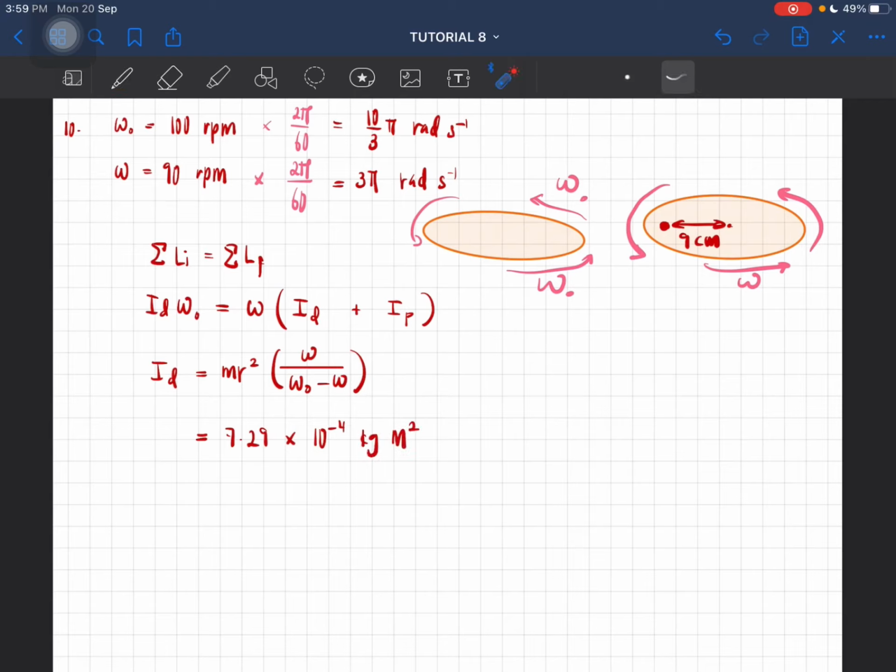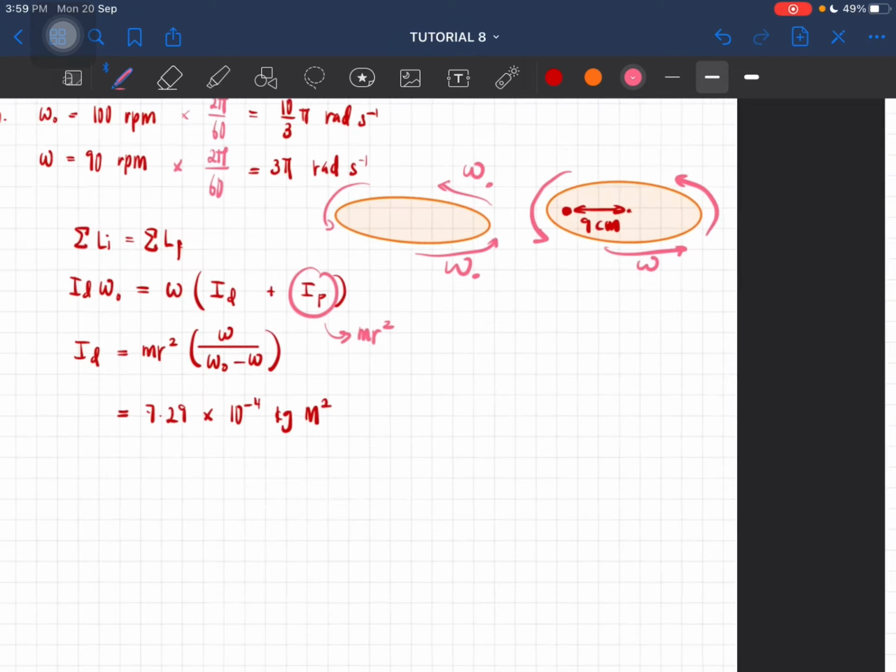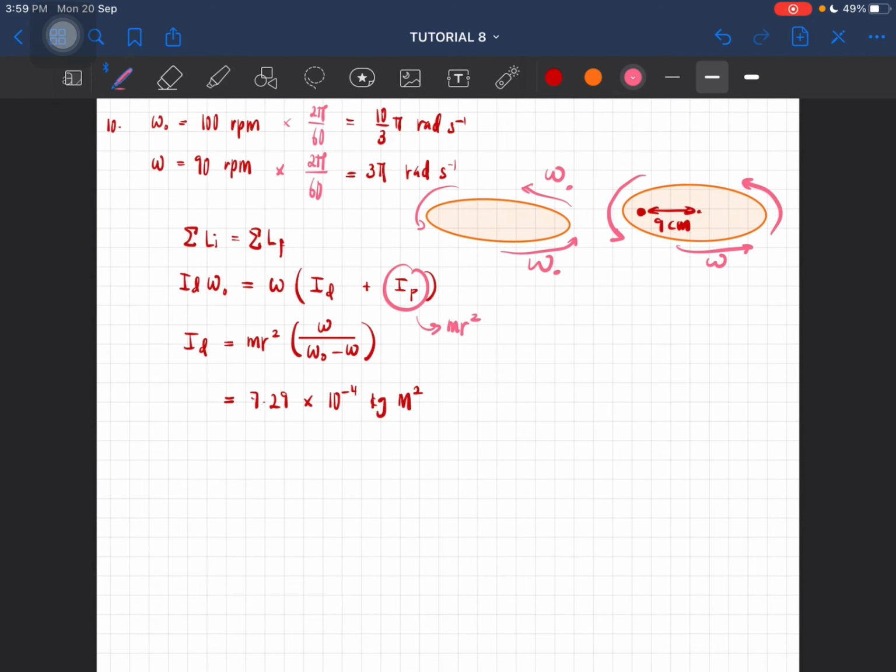Okay, so this part here, the value you substitute is mr square. Okay, so this is the moment of inertia for a particle. Okay, right, so that is basically the solution for question 10, which is the final question in tutorial chapter 8.